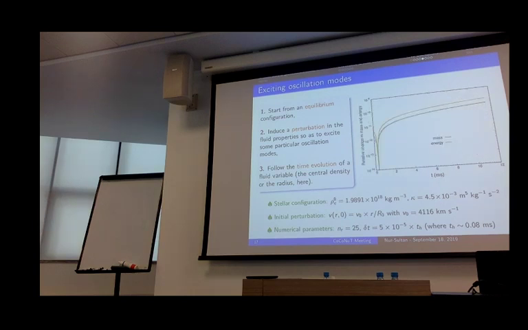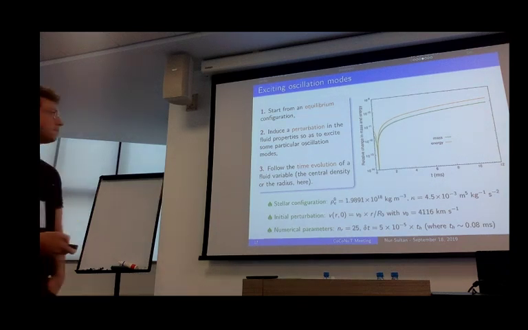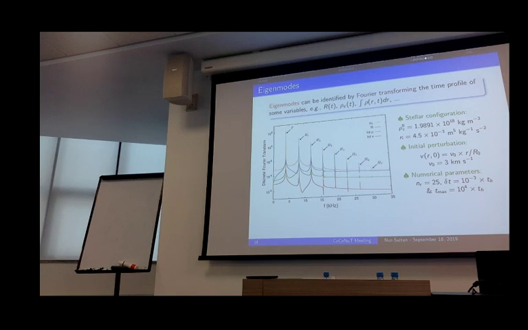And the accuracy of the code is measured by plotting the non-conservation of the total mass and total energy of the system as a function of time. And as you can see, the accuracy remains quite good, even if the number of collocation points used here is not that big. It's only 20, 25. So then one can get the eigenmodes by using a Fourier transform on the time evolution of some variables.